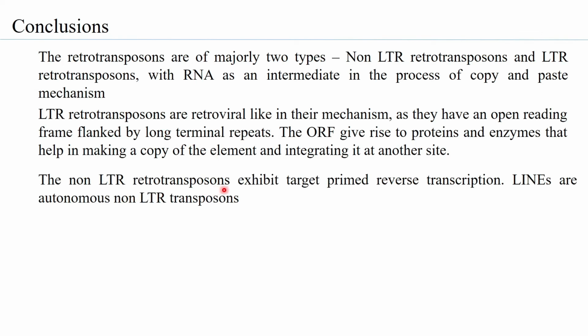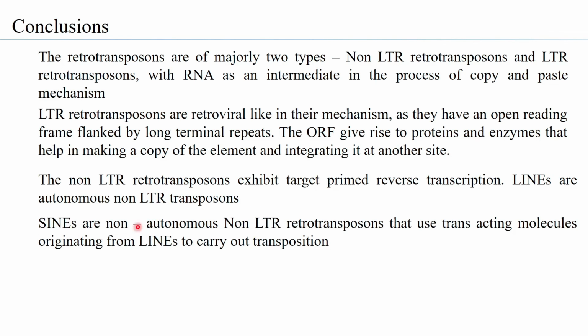The non-LTR retrotransposons exhibit target primed reverse transcription, and the LINEs are autonomous non-LTR transposons that help the short interspersed nuclear elements. So SINEs are non-autonomous non-LTR retrotransposons that use the trans-acting molecules originating from LINEs to carry out transposition. So LINEs can carry out transposition on their own, but SINEs need the help of LINEs to carry out transposition.